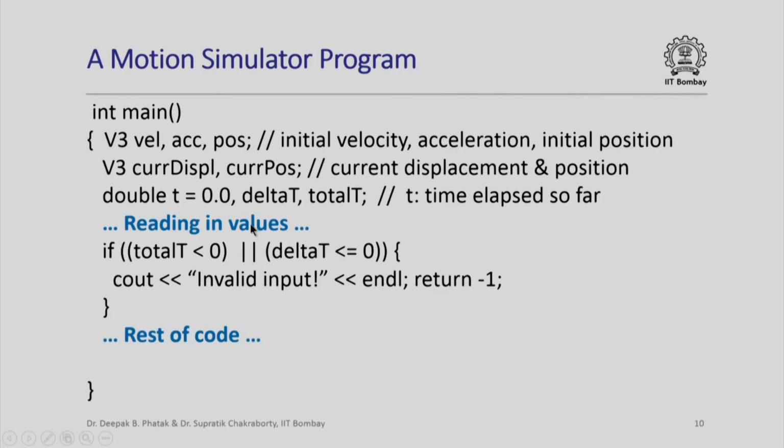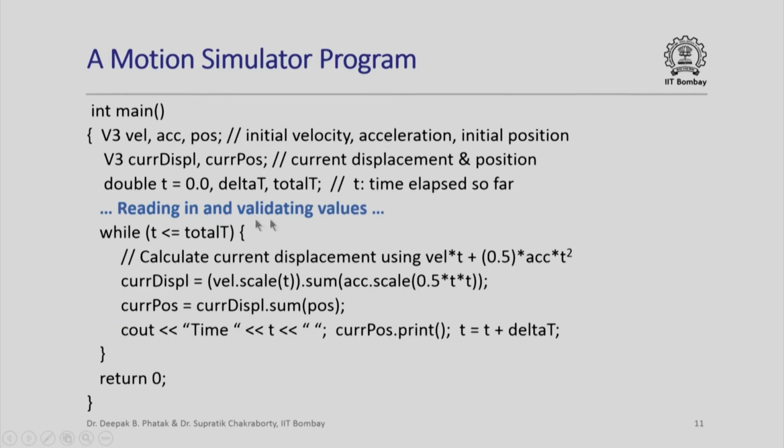After this, we are going to do some input validation. So we will check if the total time is less than 0 or if delta t is less than or equal to 0, then probably this is not going to be a very meaningful simulation. So we will say invalid input and we will return -1. Note that main has to return an integer value and here we are returning -1 to denote that an unexpected termination of main has happened.